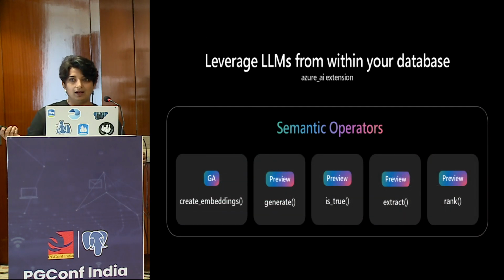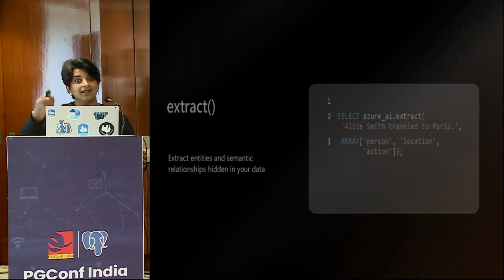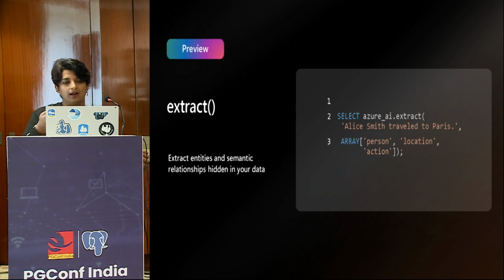These are some of the most popular semantic operators that Azure AI brings: create embeddings, generate, is true, extract, rank. I want to show you a small example of how we invoke these semantic operations. We did some of this in the training, but not everyone here attended the training. So this is how you invoke the extract operator. Given a string, Alice Smith traveled to Paris, it's able to extract that there's a person in here, there's a location in here, and there's an action in here. So it's able to do this extraction.